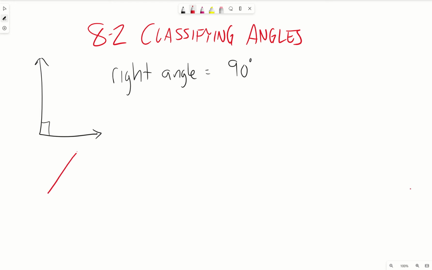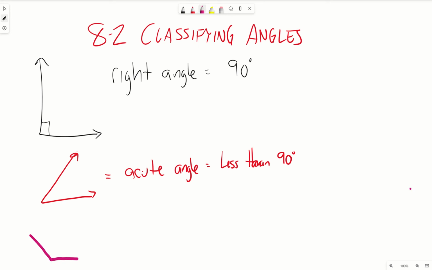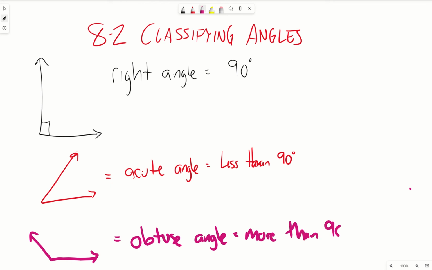If I had an angle that was less than 90 degrees, this would be an acute angle. Less than 90 degrees. If I had a big old angle, a big boy, as they may say, this is an obtuse angle. And this is more than 90 degrees. Okay, so those are our main types of angles.